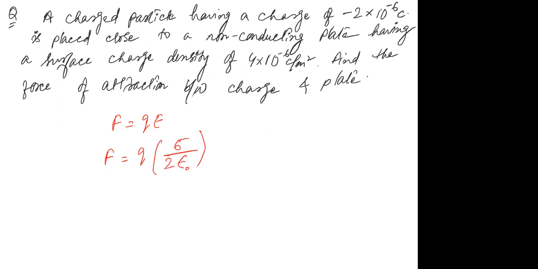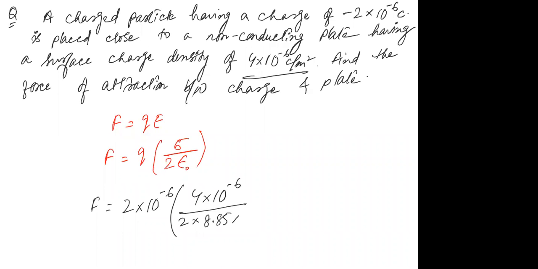Just put all the values in this formula. So the value of the charge is given as 2 into 10 to the power minus 6 multiplied by the charge density, which is already given as 4 into 10 to the power minus 6 divided by 2 multiplied by 8.85 into 10 to the power minus 12, right? And now you can solve this. So from here 2 and 2 will be cancelled out. 6 and 6 will become 10 to the minus 12.